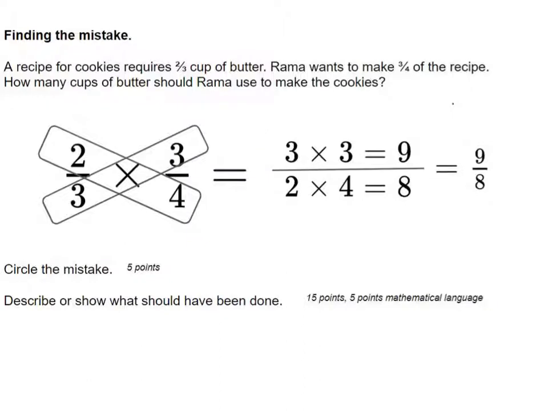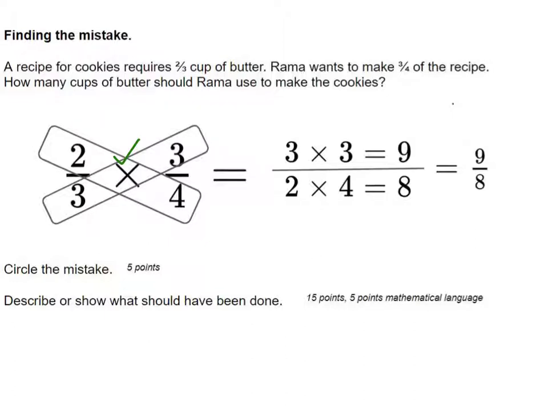Okay, so here is the last one. It says the recipe for cookies requires 2/3 cup of butter. Rama wants to make 3/4 of the recipe. How many cups of butter should Rama use to make the cookies? So she's not making the whole thing, she's making part of the thing. Whenever you take part of a number, you do multiply. So yes, it is multiplication, that is your operation.